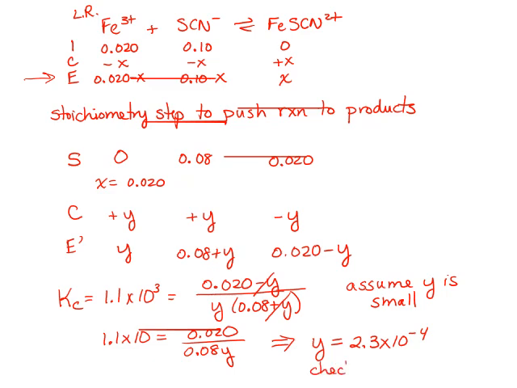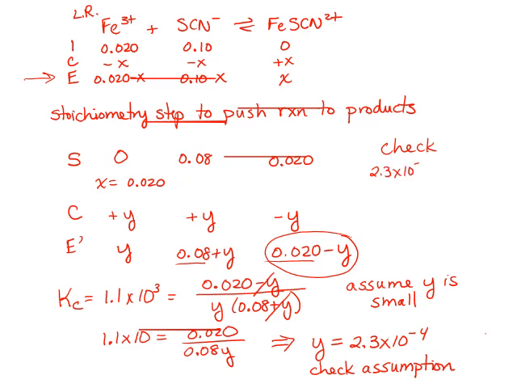Now we of course need to check our assumption. What we want to compare is, is the value of Y actually small relative to both 0.08 and 0.02? We can actually just choose to check it relative to the smaller of the two. So our check is to see whether 2.3 times 10 to the minus 4, our value of Y, is small relative to 0.02. And again, we'll express that as a percentage. And when we calculate that out, we get about 1%. Since 1% is less than 5%, we consider this to be a good value for our value of Y.